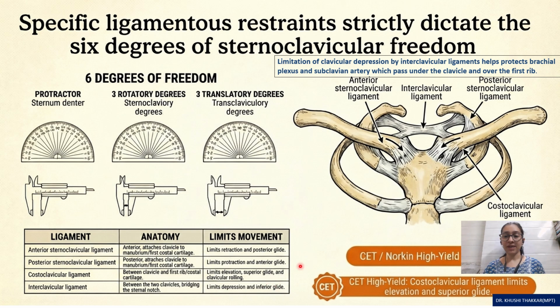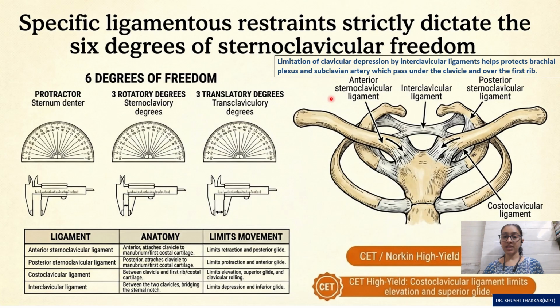We have the costoclavicular ligament, which is between the clavicle and the first rib or the costal cartilage attached here. It limits elevation, superior glide, and clavicular rolling. So when the lateral end of the clavicle depresses and the medial end goes up, that is this motion, from this motion to down, depression.